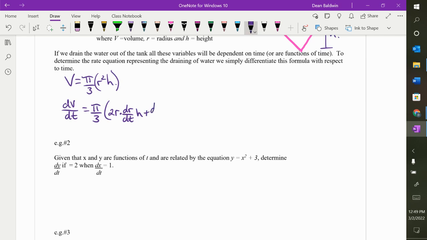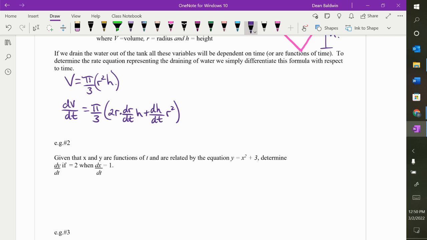dh over dt. It's not 1 or times r squared. It's not 1 because this variable and this variable don't match, right? If they match, then you can just do your regular derivative. But because they don't match... Now, I just wanted to show you, that's the expression. We're not solving anything yet.